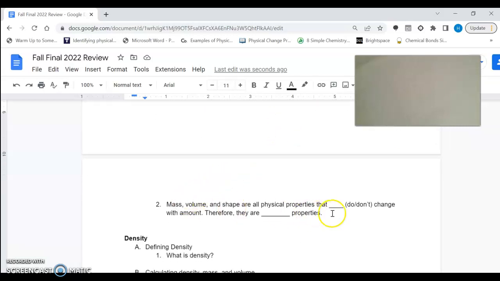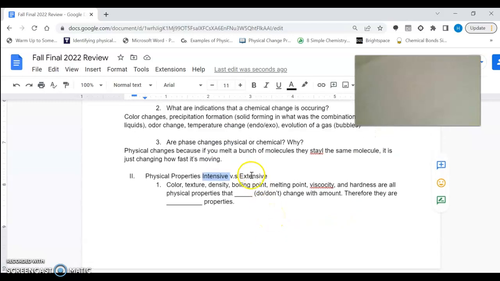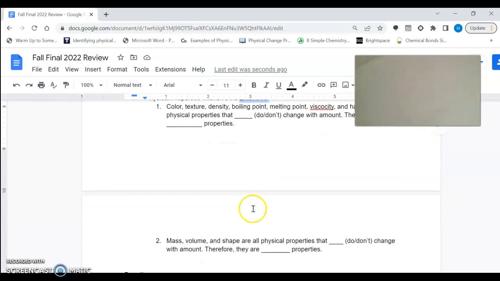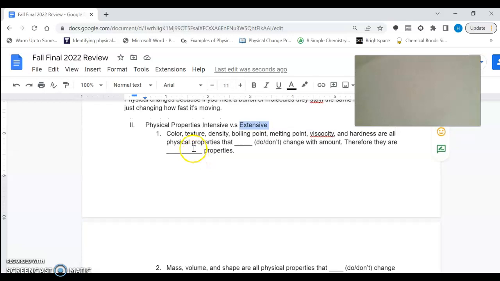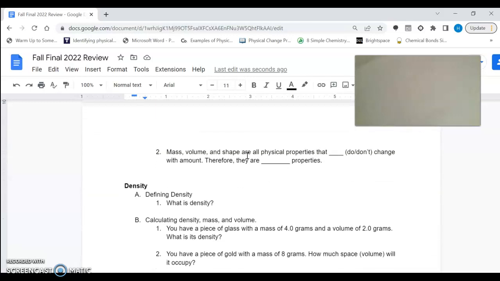Mass, volume, and shape are all properties that do change with amount, therefore they are extensive properties. So extensive properties here, intensive properties here. Again, intensive properties like boiling point and density, where the amount has been factored in, don't change with amount because in the calculation we're dividing by amount, and it makes it consistent and predictable for density.